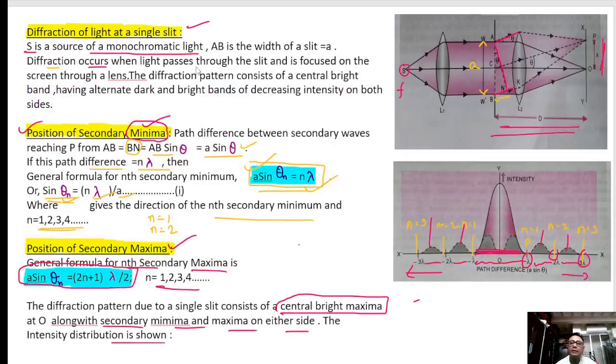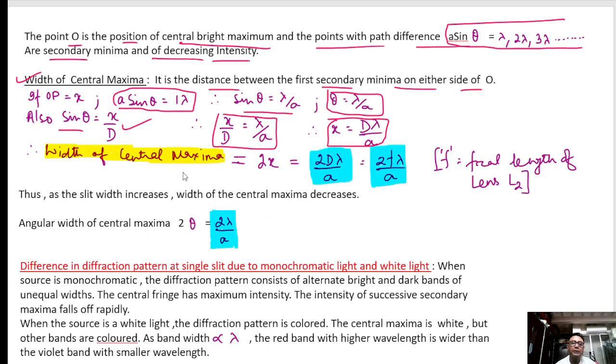As you can see here, this portion is the x, but the total width of the central maxima should be 2x, which is 2d lambda by a. Now this D is actually the focal length of the lens, so in place of D, we can put F.